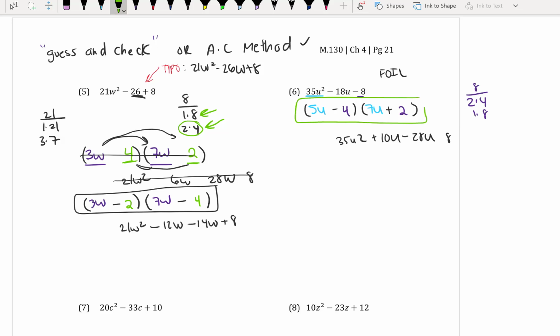So in this case, I was able to guess it and get the correct answer on my first try. So it really just depends on whether or not you have some number sense and whether or not you like the guess and check. So let's go back to the AC method. Maybe you guys aren't feeling this.